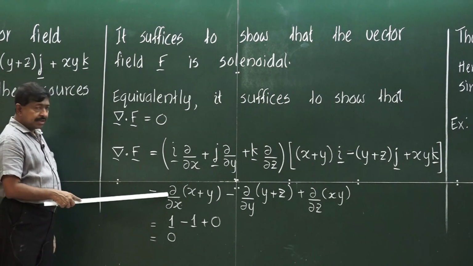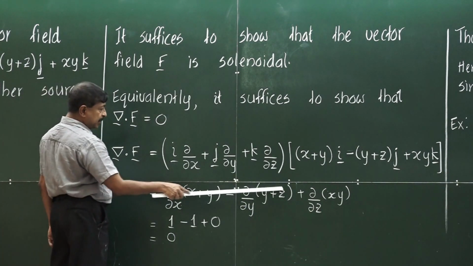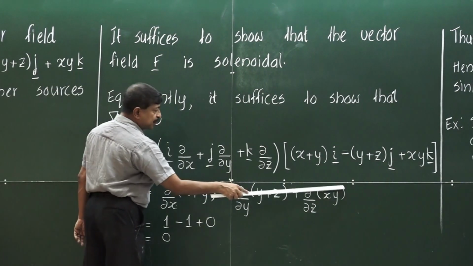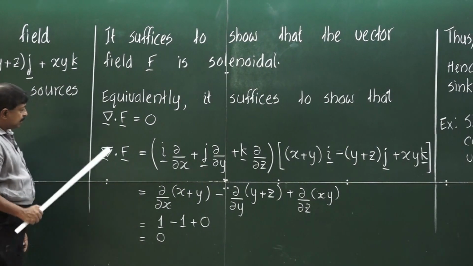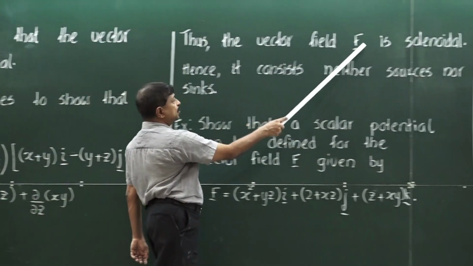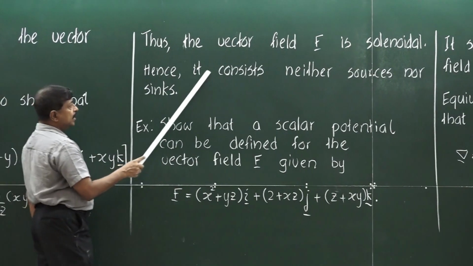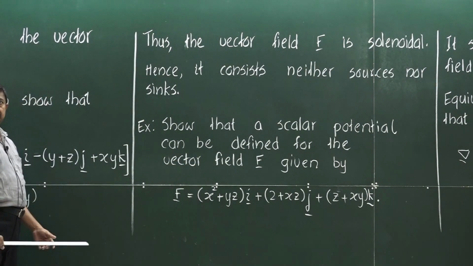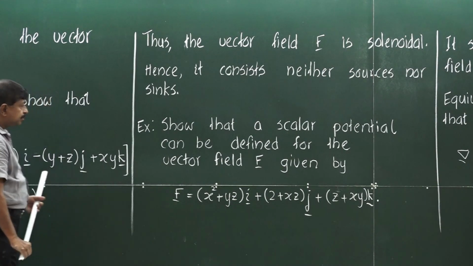Now, let us partially differentiate this. Here it is 1, in this case it is 1, but you have a minus sign here, so it is minus 1, and this is free of z, therefore, it is 0. So, you have 0. That means div f is 0. So, it implies that the vector field is solenoidal, and equivalently you can say that it consists of neither sources nor sinks. Okay. All right. So, now we move to the next one.